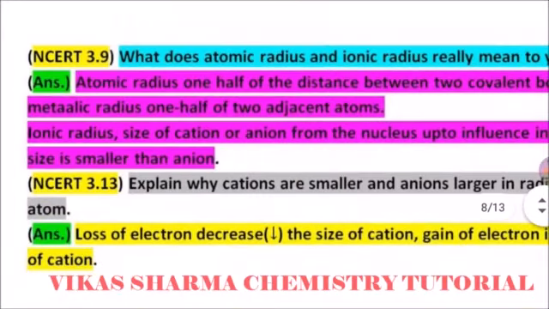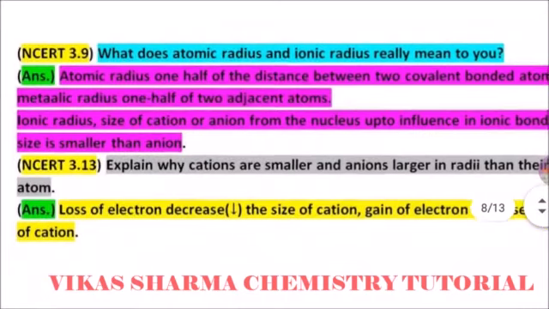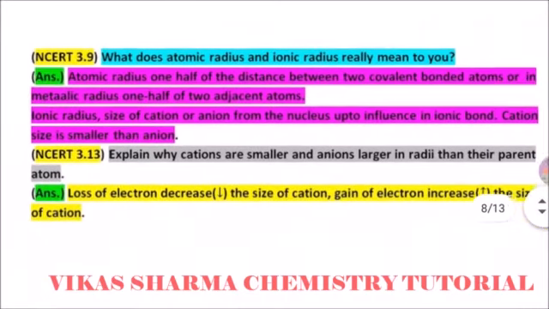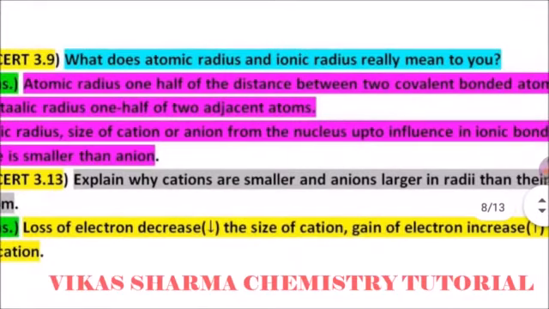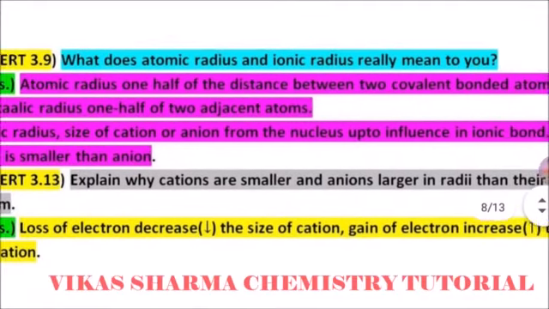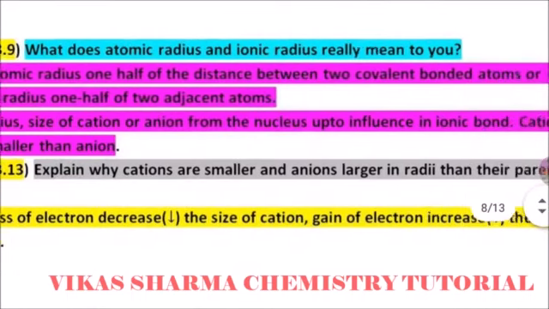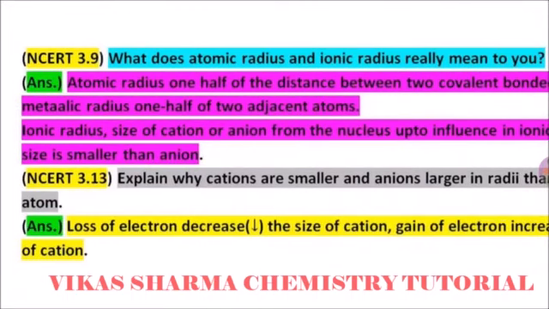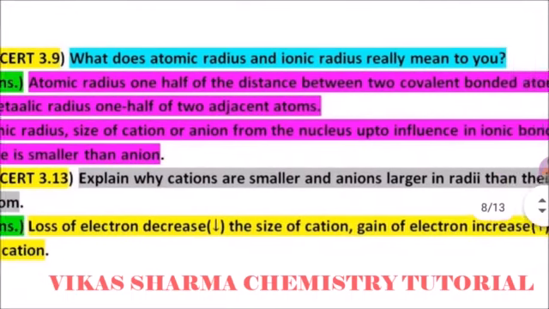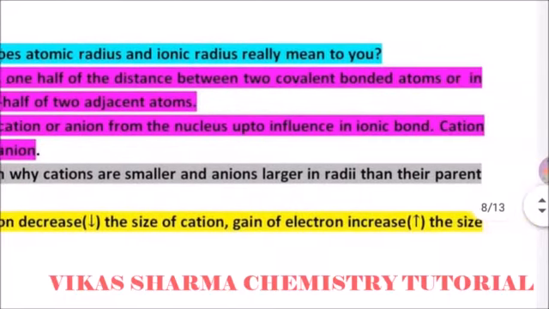So students, based on today's topic, some NCERT questions belong here. The first question is NCERT 3.9: What does atomic radius and ionic radius really mean to you? Atomic radius is half of the distance between two covalently bonded atoms, or in the case of metallic radius, half of the distance between two adjacent atoms. Ionic radius is the size of a cation or anion from the nucleus up to its influence in ionic bonds.